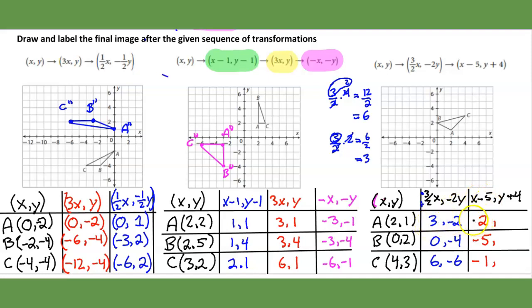3 minus 5 is negative 2. Negative 2 plus 4 is 2. Negative 4 plus 4 is 0. Negative 6 plus 4 is negative 2. So watch your negatives. Be very careful as you're doing these. Please, please, please. We have negative 2, positive 2, A double prime, negative 5, 0, and negative 1, negative 2. There we go.